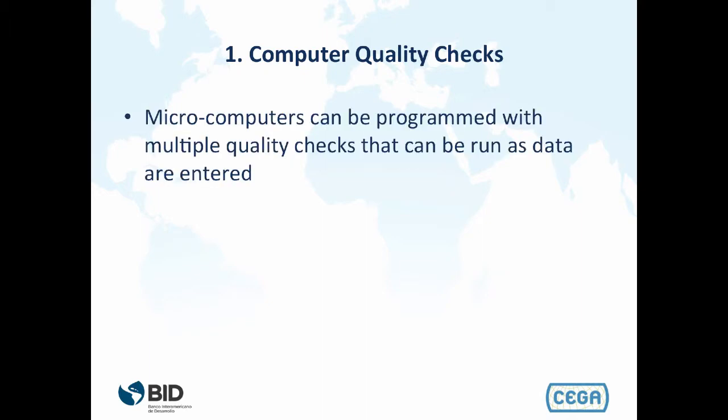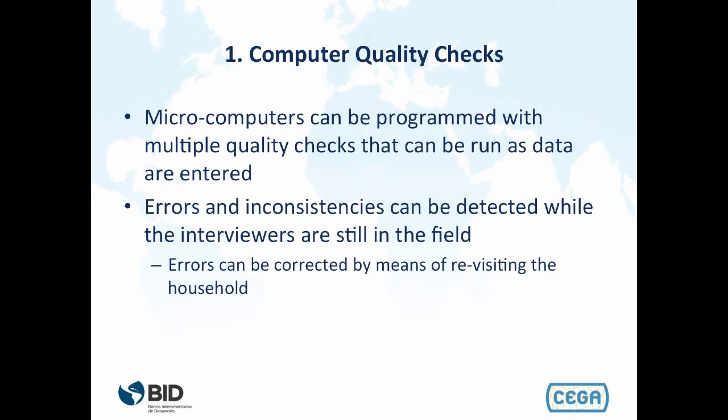The issue to think about here is that whether you're doing a paper-based or an electronic-based survey, you can use microcomputers in the field that can be programmed with multiple quality checks that can be run as data are entered. So if you're collecting data with paper-based surveys, you can enter the data into the computers at night while still in the field. Of course, this adds a layer of complexity to your field team management, but it is possible. Or if you have decided to use an electronic based data collection, it's a little bit easier to do this seamlessly. In any event, if you do use this kind of field-based quality checks, errors and inconsistencies can then be detected while the interviewers are still in the field. In this way, errors could be corrected by means of the interviewer revisiting the household.